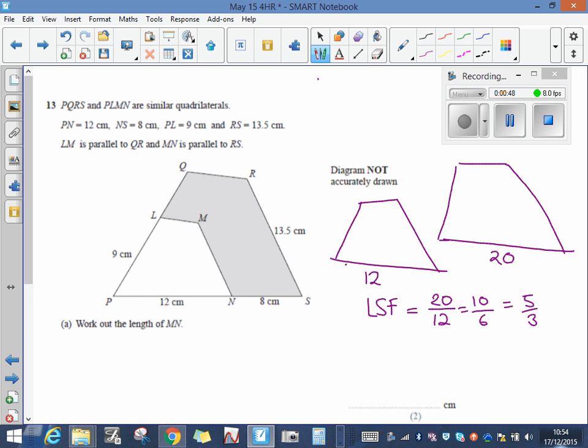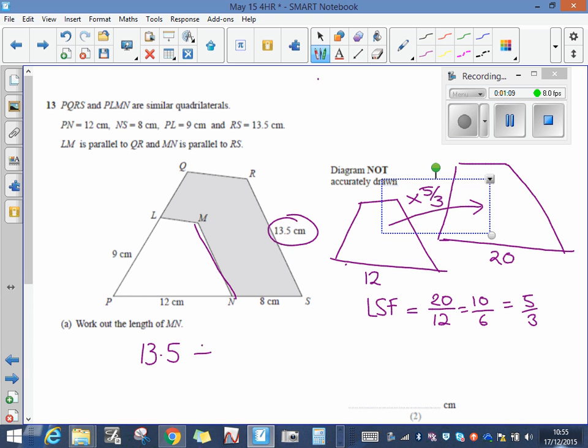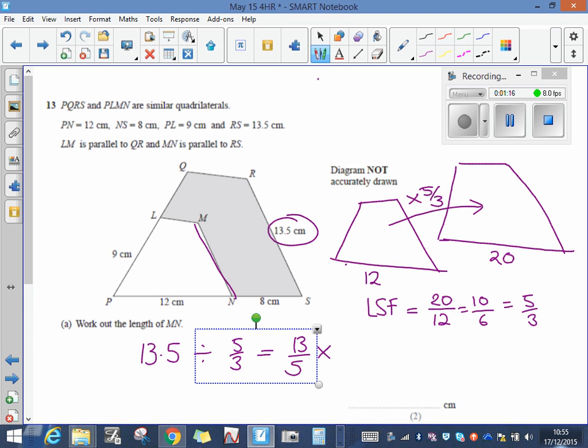So that means that any lengths on the small shape are multiplied by 5 over 3 to find lengths on the large shape. So we are told the length of RS, that's this one here, so we want to work out the length of MN. So rather than multiplying by 5/3, I'm going to divide by 5/3. So I'm going to do 13.5 divided by 5/3. Now you can use your calculator there, or remember when we divide by a fraction, it means that we multiply by the fraction turned upside down.